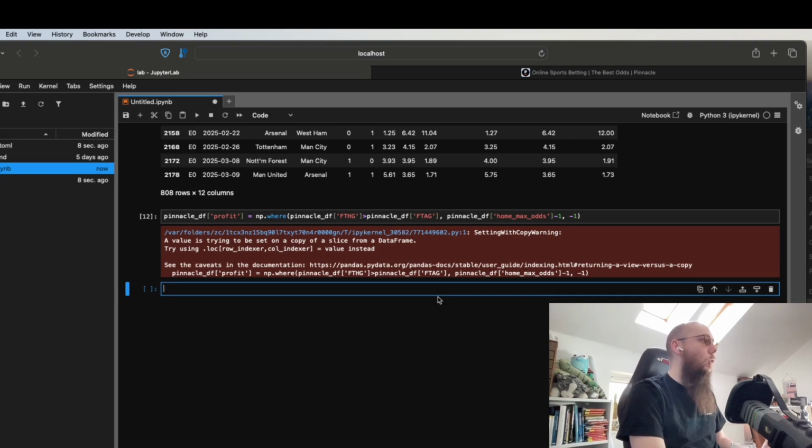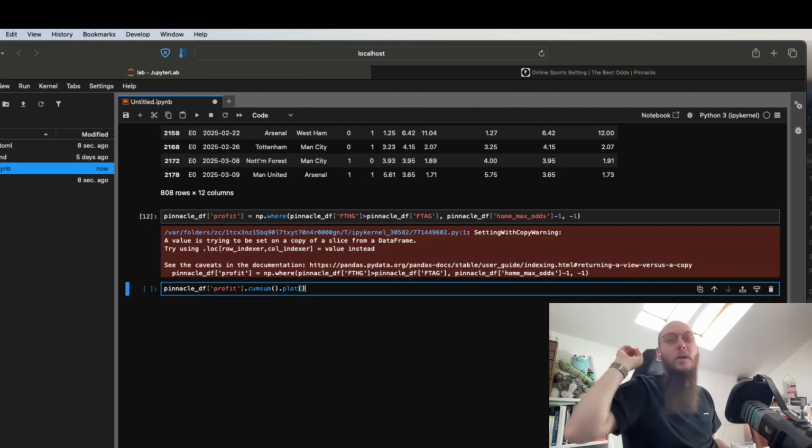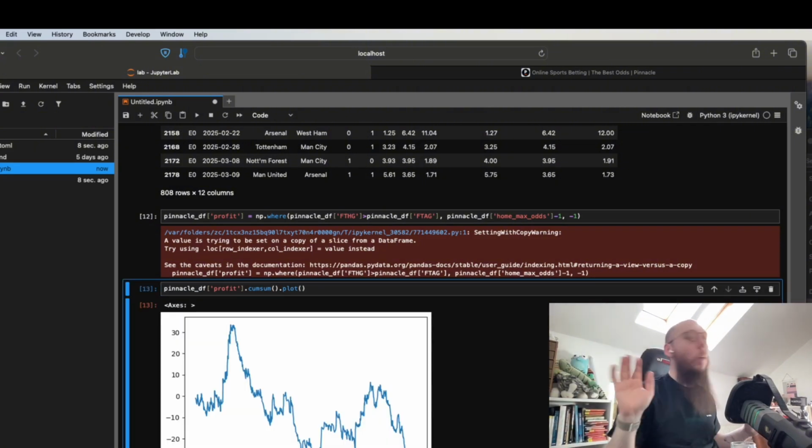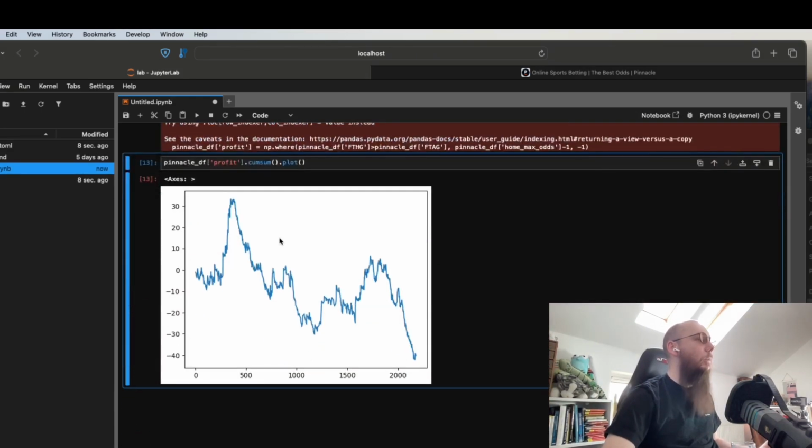If we then do a cumulative sum graph, so if we now do pinnacle df profit dot cum sum dot plot, it'll tell us what happens to our bankroll if we just throw £1, 1 unit of currency, at every single one of these bets. What happens? Well, it doesn't go well, okay? Over the course of those 5 years, over these 808 games, you lose around about 40 units of currency, which is clearly unacceptable, okay? This is not a good strategy. So we must be missing something.